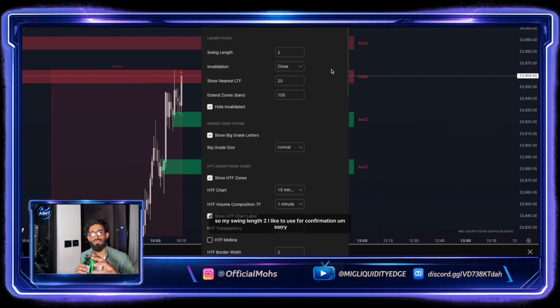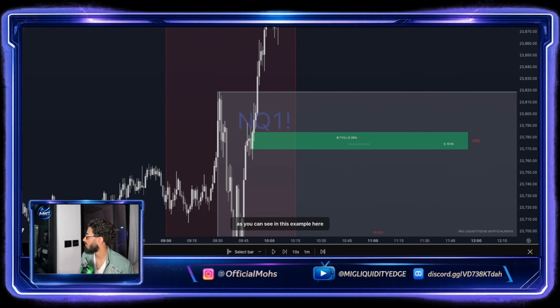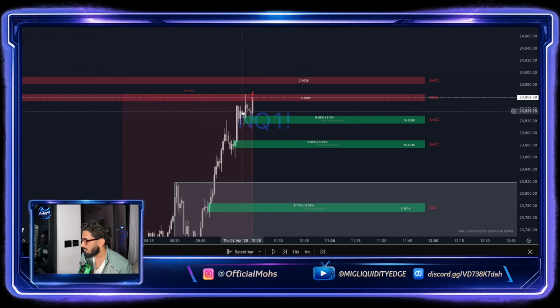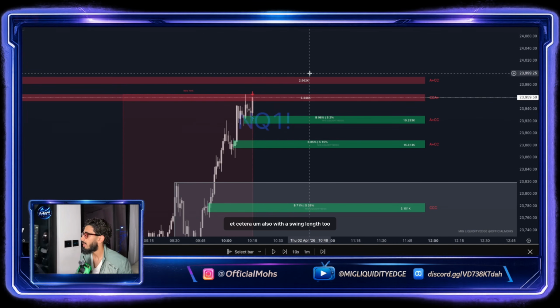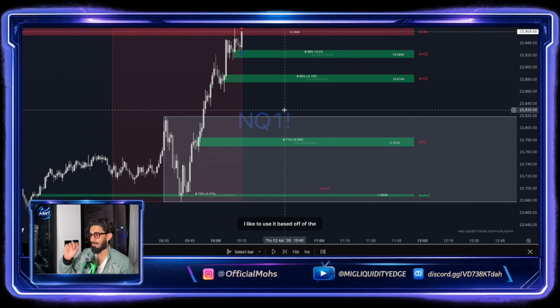So my swing length 2, I like to use for continuation throughout the trading day. Once I figured out where the trend is, bouncing in and out of a trend works very well, as you can see in this example here. Bounce, continuation, bounce, etc.